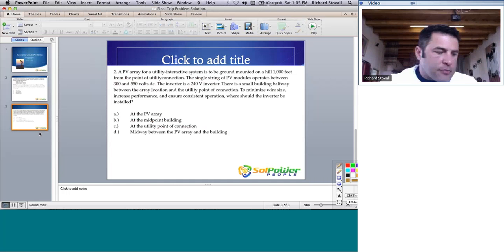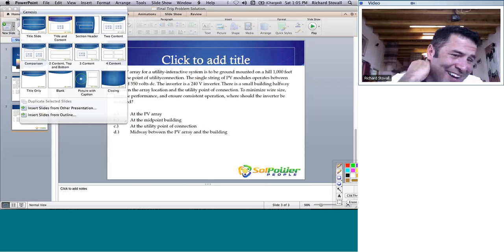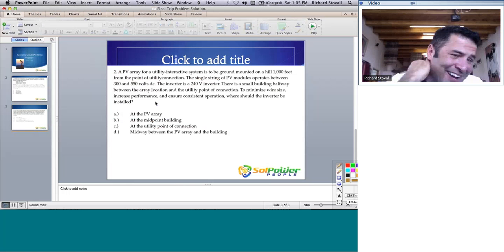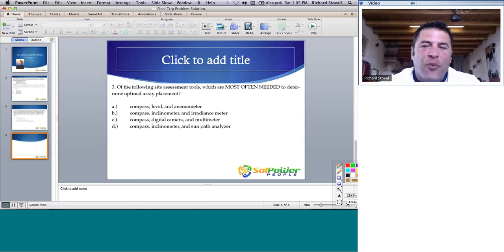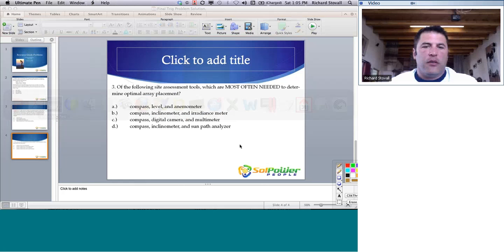This one's, you hope to get a question like this on the test. Of the following site assessment tools, which are most often needed to determine optimal array placement? Well, we know we're going to need a compass, and that's included for everyone, so that's not going to be a consideration.